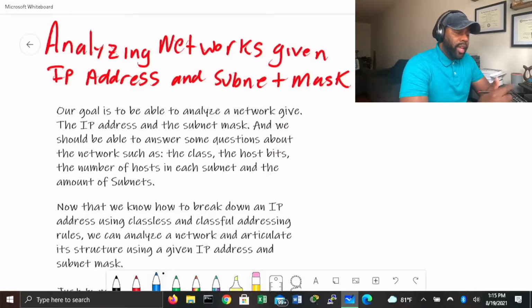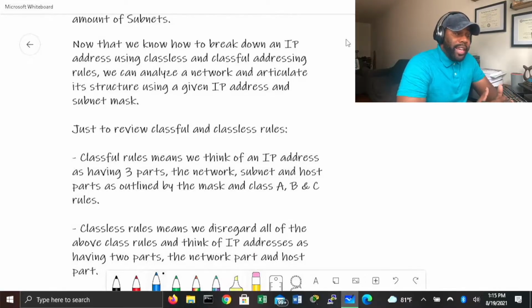And you're going to see right here, our goal is to be able to analyze a network given the IP address and the subnet mask. We should be able to answer some questions about the network such as the class, the host bits, the number of hosts in each subnet, and the amount of subnets that's in that network, right? Now that we know how to break down IP addresses using classless and classful addressing rules, we can analyze a network and articulate its structure when we're given IP addresses and subnet masks.